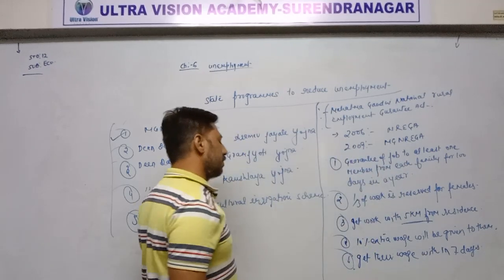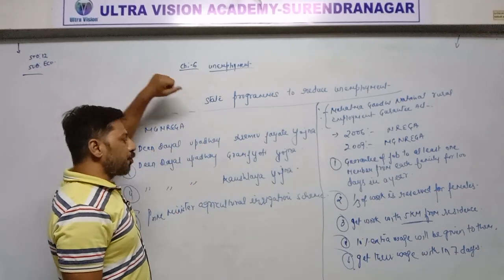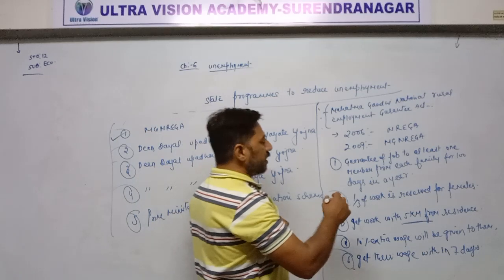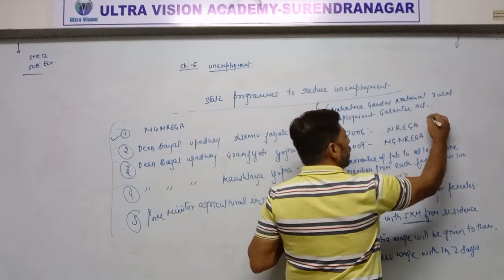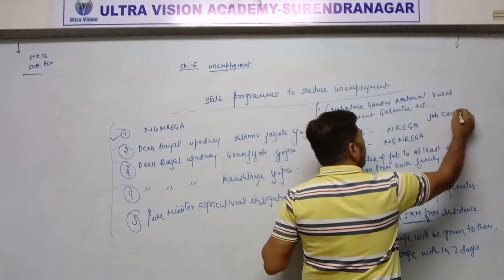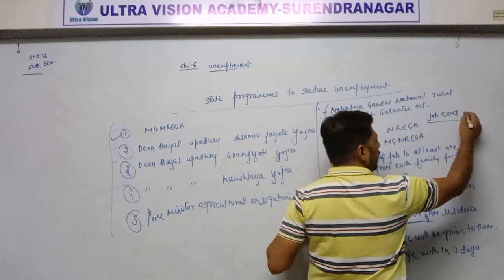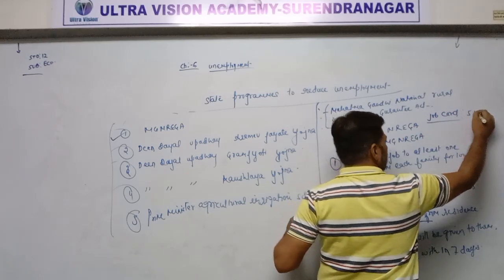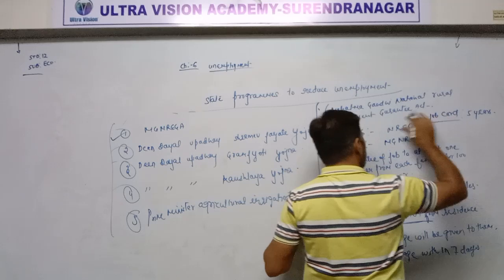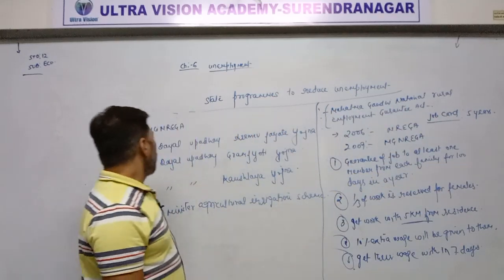From the date of work. And under this program, a job card is issued. Here I am writing job card, that is issued to laborers. Job card is issued and it is valid for 5 years. So this is all about program MGNREGA.